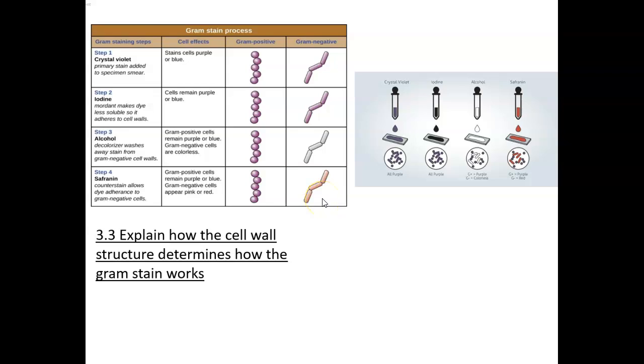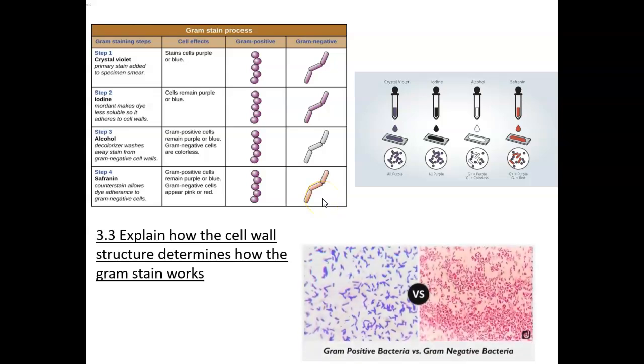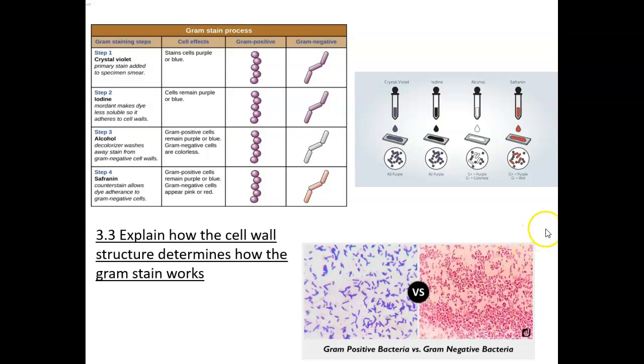Gram stain is a really common, really useful technique in the lab. So here's some cells after a gram stain. Here's some purple ones, here's some red ones. And so these would be gram-positive and these are gram-negative.